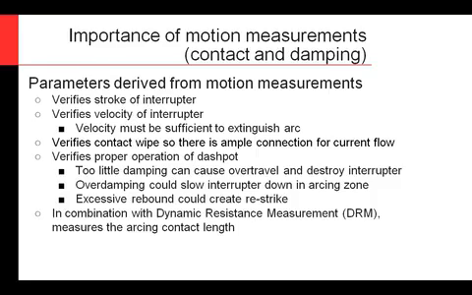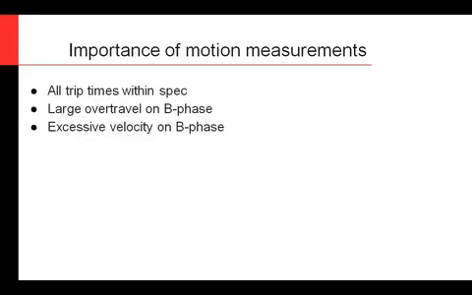And if there's something where it overdamps, there's excessive rebound, you could actually have a restrike where the breaker interrupts the current and then the current starts flowing again and the breaker doesn't do its job. Then, as I mentioned before, for arcing contact analysis, or SF6 circuit breakers, there's something called dynamic resistance measurement. If you're performing this, you want to make sure you hook up a travel transducer with it so you can get the actual length of your arcing contact.